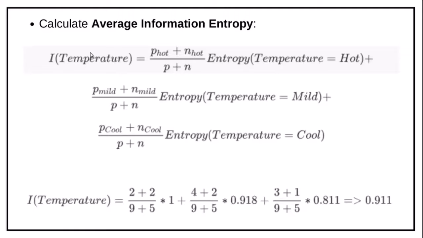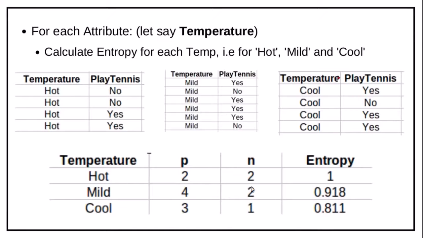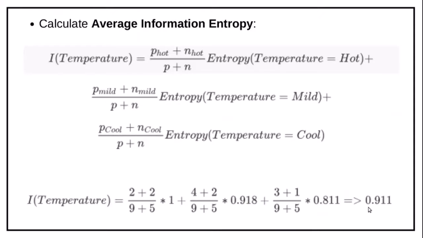Now the next step will obviously be to calculate the information entropy. For this, again the same thing, how many values can temperature have? Hot, mild and cool. According to that, P of hot plus N of hot upon P plus N, then P of mild plus N of mild upon P plus N, and P of cool plus N of cool divided by P plus N. You can get the respective values from the table over here, substitute all the values over here, and then you will get the information as 0.911.